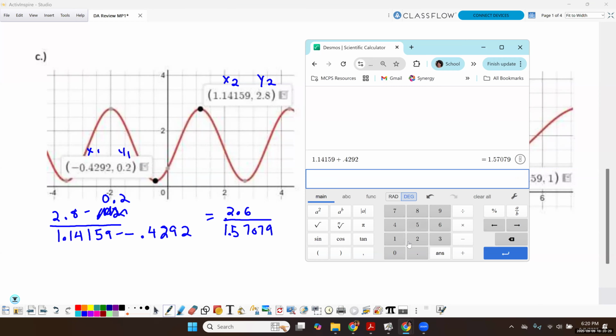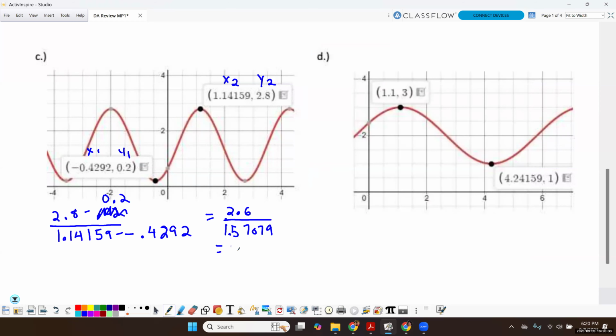Now I'm going to go 2.6 divided by answer, and I get 1.6552. Again, I look at the 2. The 2 tells me to round down, so my final answer is going to be 1.655. Again, if you've just been following along, you really need to pause the video and try this on your own.